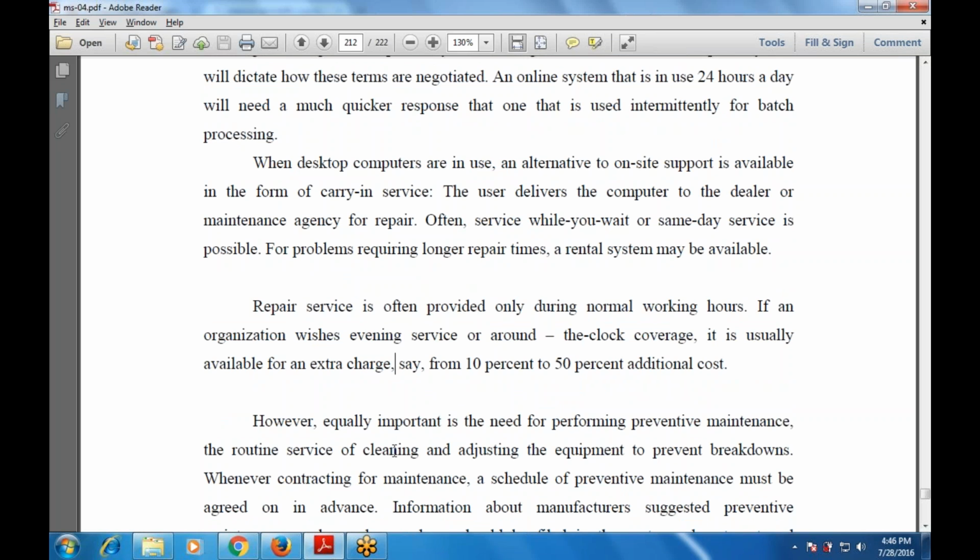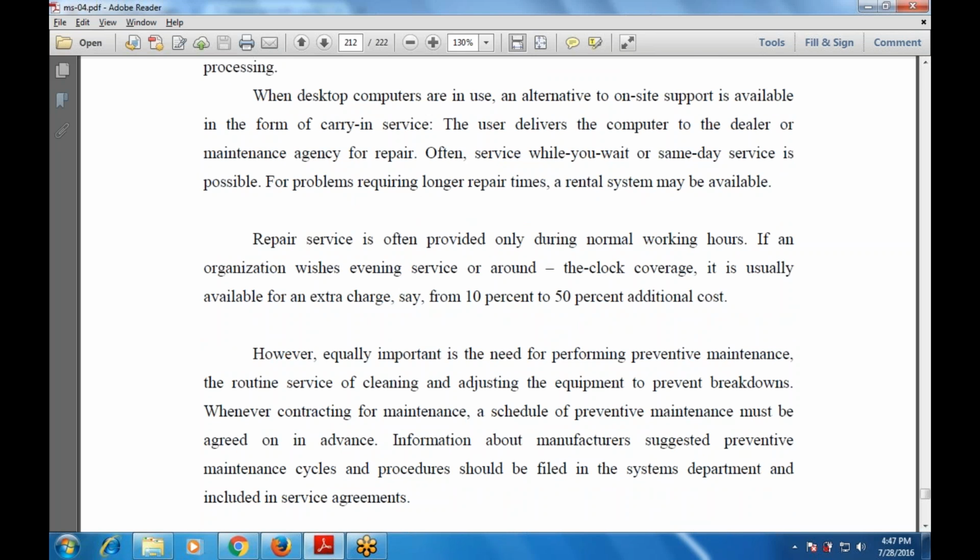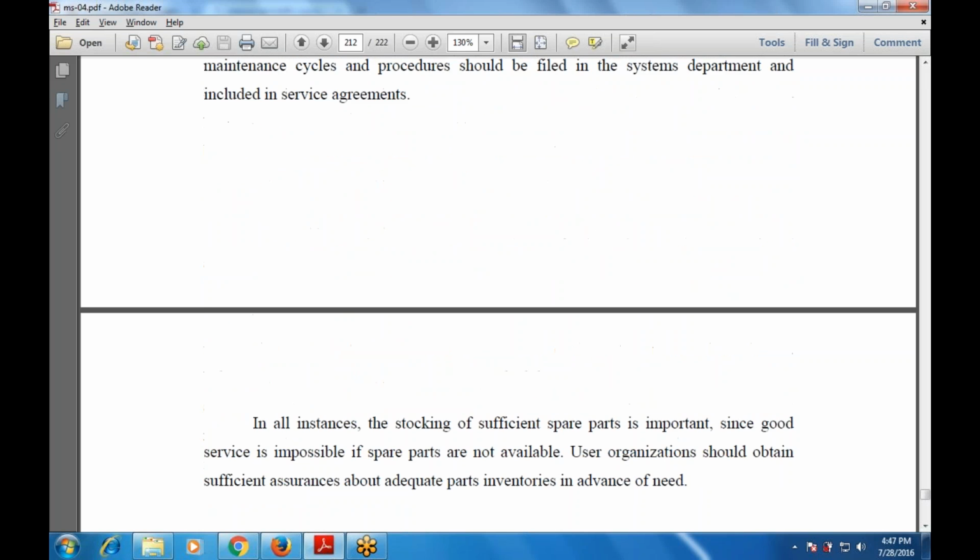However, equally important is the need for performing preventive maintenance, the routine service of cleaning and adjusting the equipment to prevent breakdowns. And whenever we are contracting for maintenance, a schedule for preventive maintenance must be agreed on in advance, and information from the manufacturers also suggests that the preventive maintenance cycle and procedure should be filed in the system department, including in the service agreements.